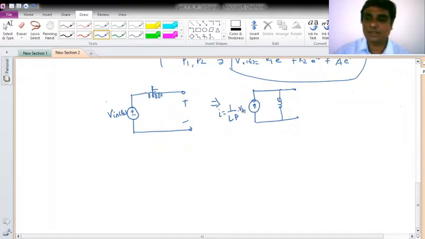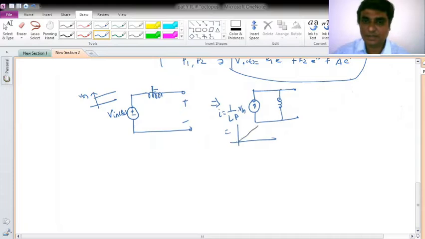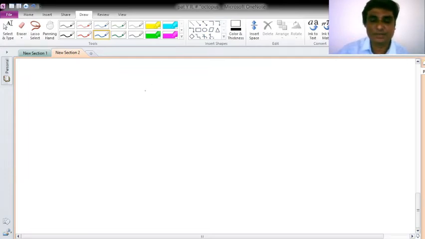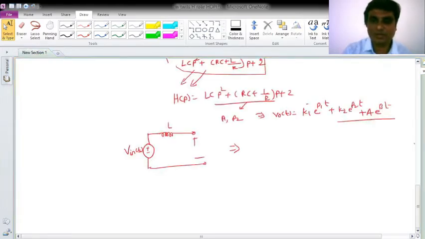So suppose I am applying here a constant voltage, V in of t. So what will be I? I will be a linearly increasing function, right? And which will not be bounded, right? So that may be the problem. So whenever you are doing the transformation, be careful. Okay, so now here we have obtained the H of P, and what I want to tell you is that when you are doing the source transformation, you have to be very careful.